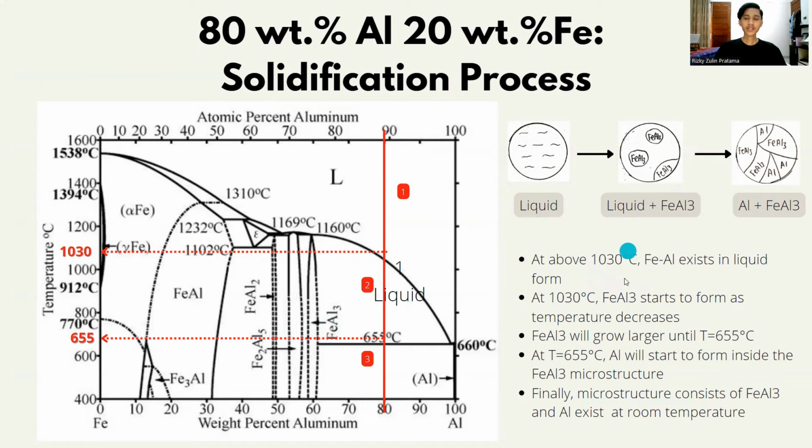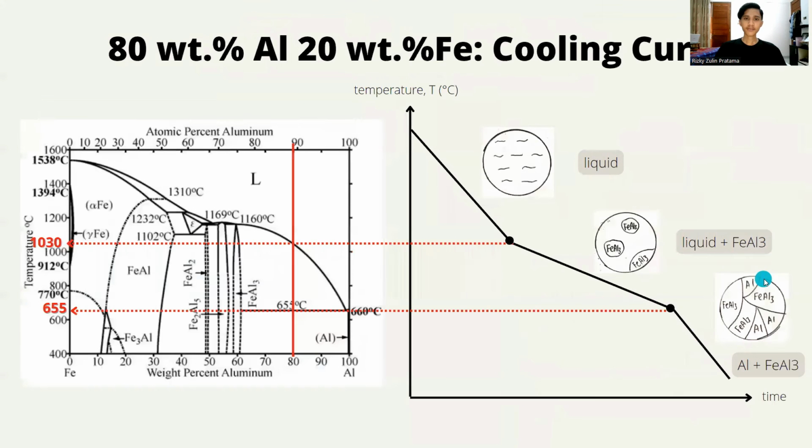So for the microstructure, we can see that the first phase is the liquid form. Then it changes to liquid plus FeAl3. Then Al will exist in it, so it becomes Al plus FeAl3. Then we continue to the cooling curve.